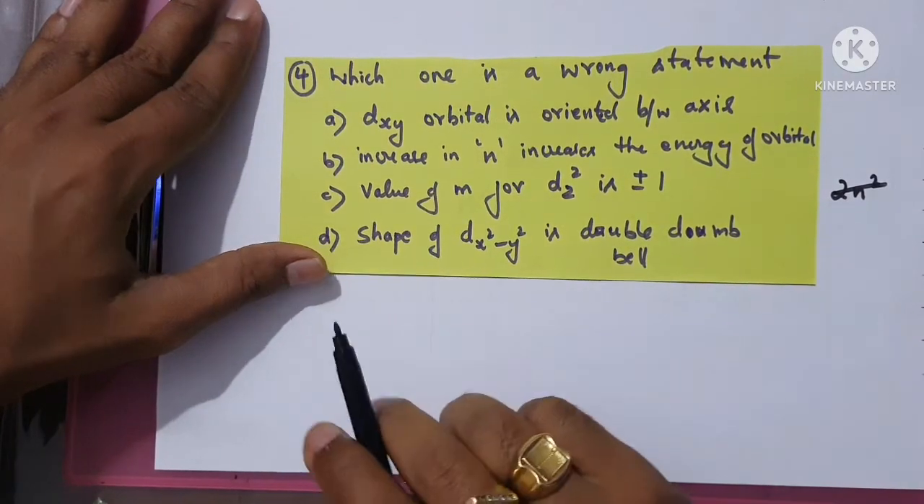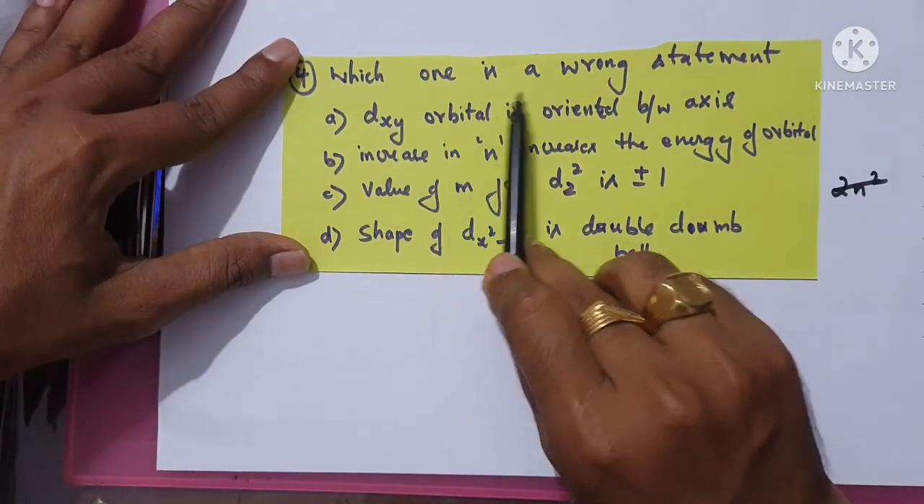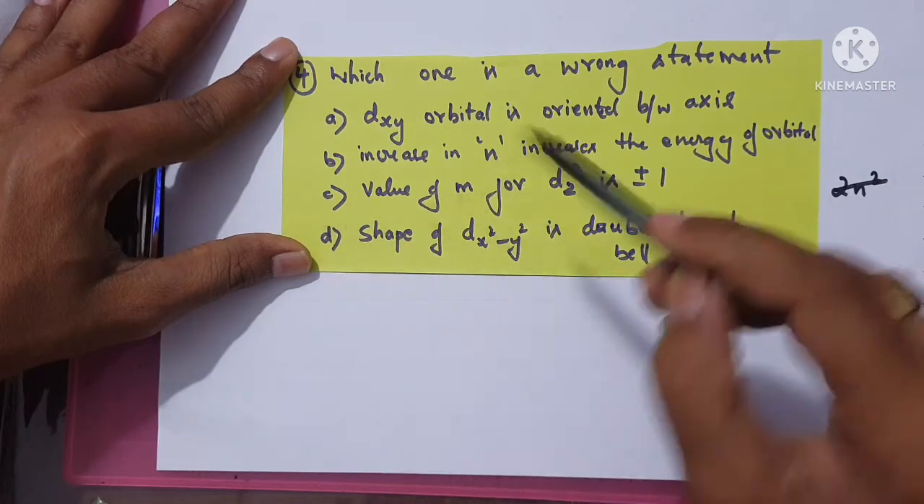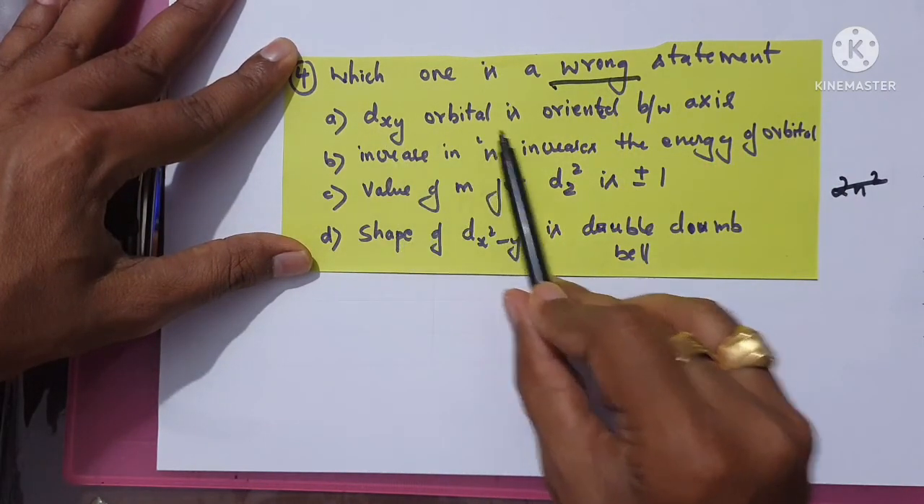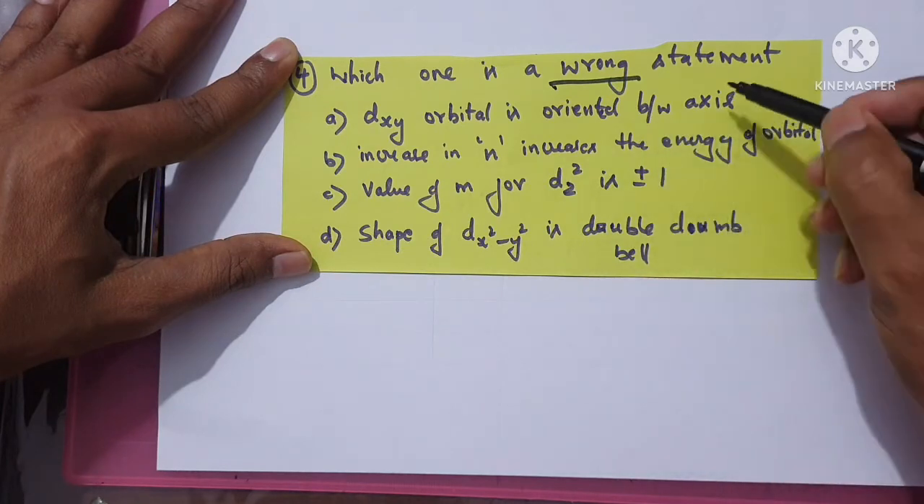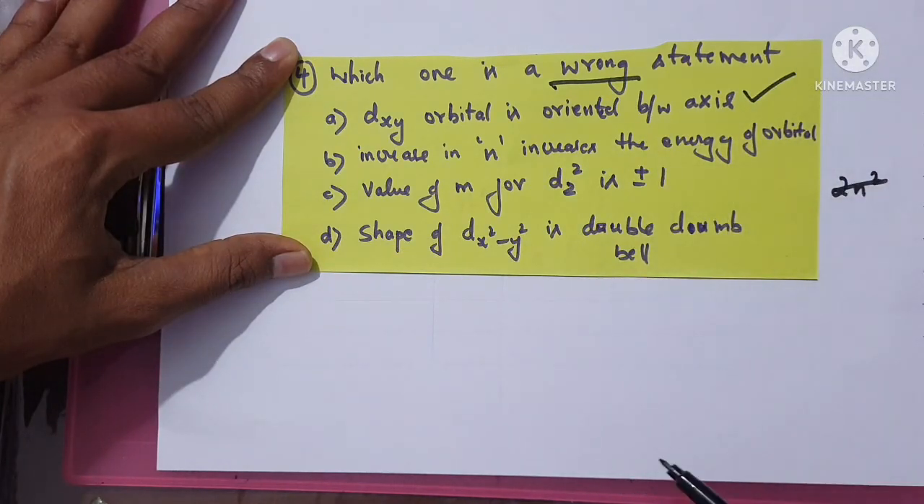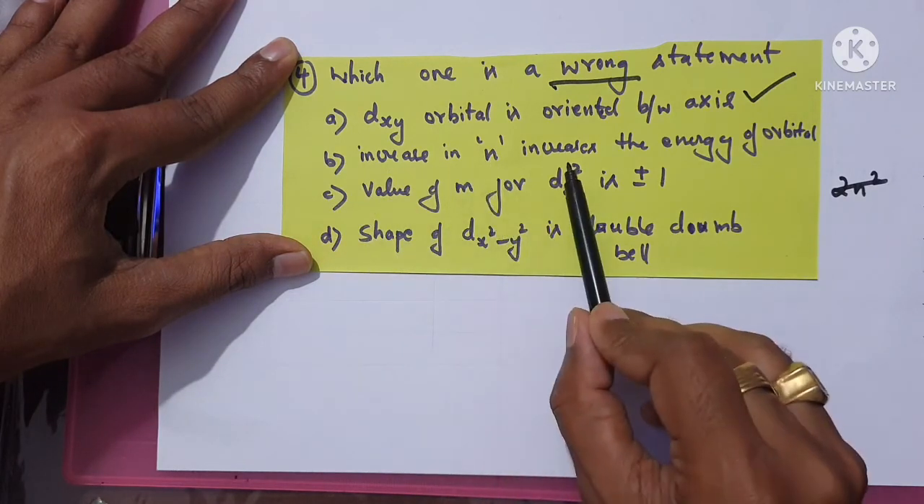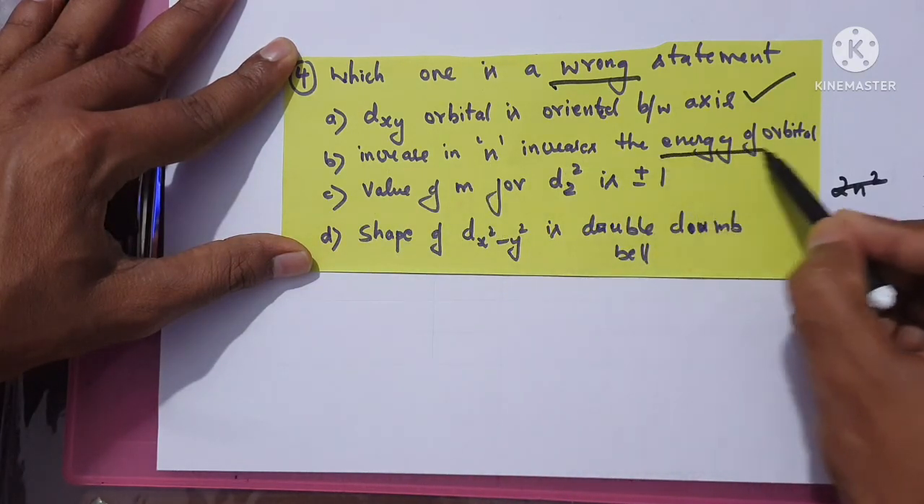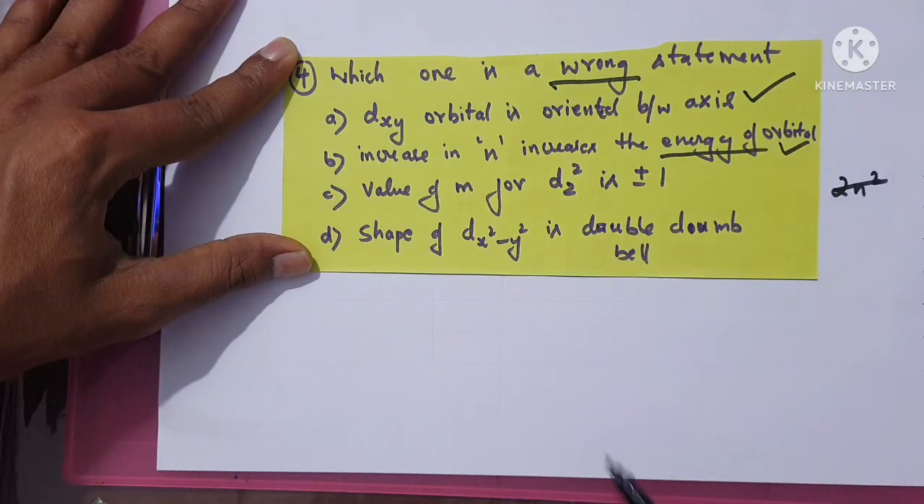The last question in this video, which one is a wrong statement, children? Remember, they are asking the wrong statement. dxy orbital is oriented between the axis. It is going to orient between the axis. Just now I showed you in that chart. Increase in n increases the energy of orbital. Yes, it is also a correct statement.